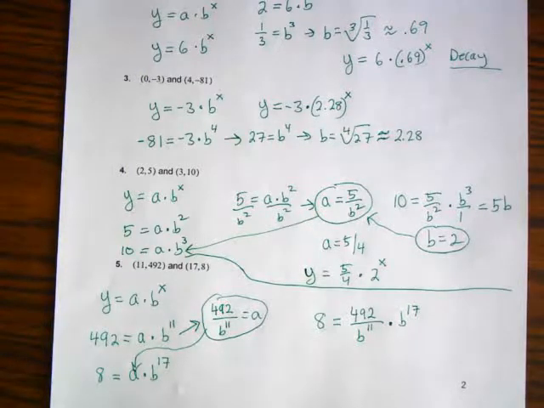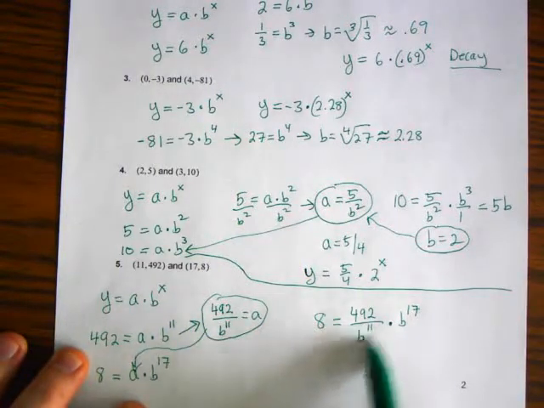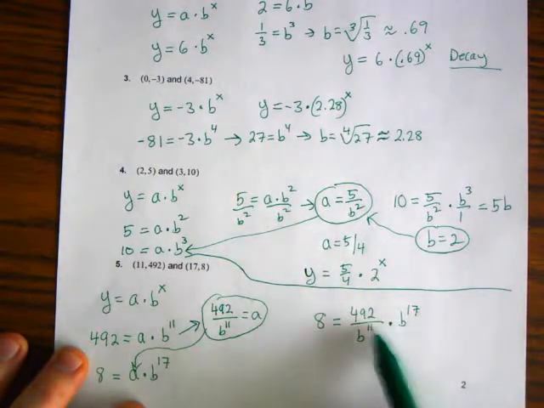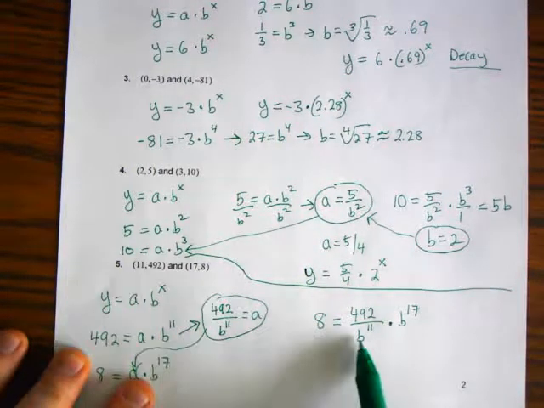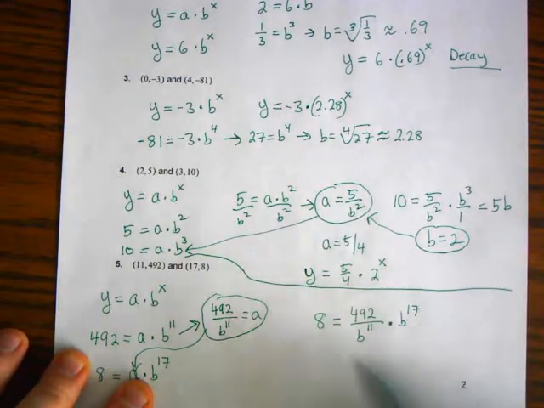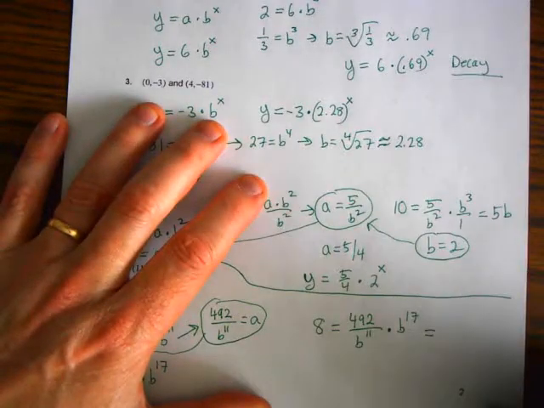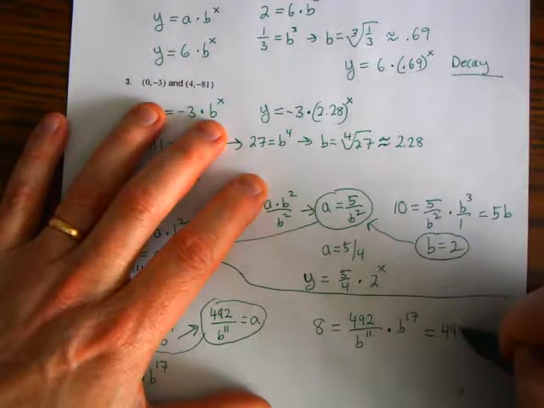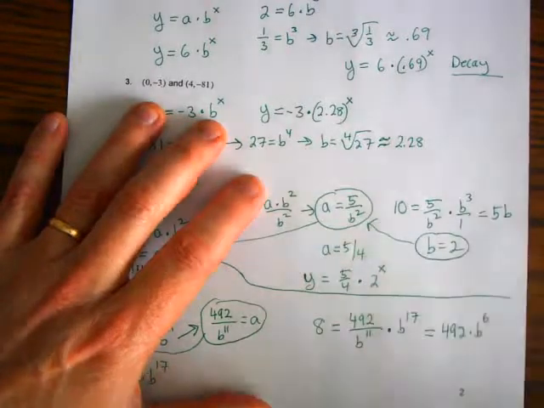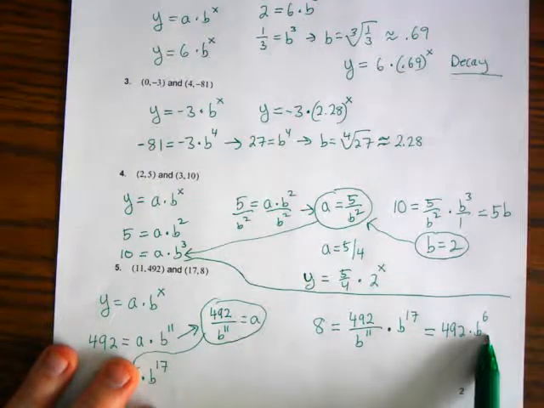Alright, so you might be asking the question, why did I pick the one that had the smaller b number? The reason is I want the smaller exponent to be down on bottom so that when I simplify these two things I end up with a positive exponent. If I had dealt with the bigger one, then the b to the 17 would be down on bottom and the b to the 11 would be up on top, and then I'd subtract and I'd get a negative exponent, and that would make my life harder. So I'm trying to make my life a little bit easier here. I subtract my exponents, I get 8 equals 492 times b to the 6.